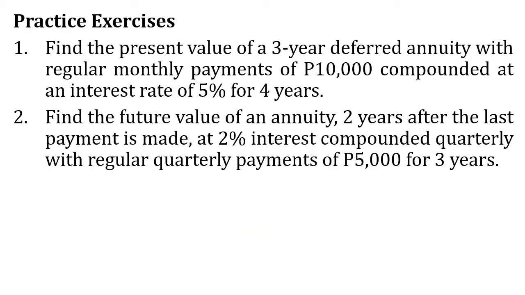Now it's your turn, so solve the following problems. Number 1, find the present value of a 3-year deferred annuity with regular monthly payments of 10,000 pesos compounded at an interest rate of 5% for 4 years. Number 2, find the future value of an annuity 2 years after the last payment is made at 2% interest compounded quarterly with regular quarterly payments of 5,000 pesos for 3 years. So in this case, the period of deferral is 2 and time is 3 years for problem number 2.